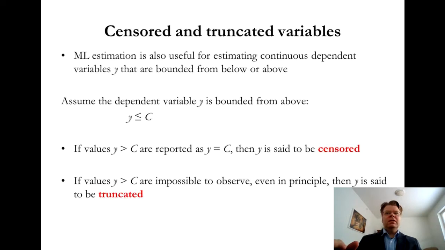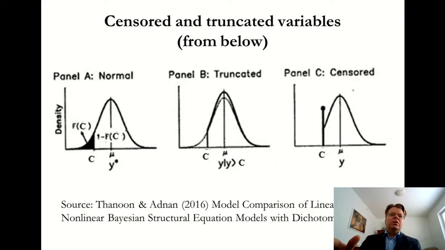So let me try to illustrate why making this distinction between censoring and truncation matters from the point of view of distribution. I took this illustration from a paper by Thanon and Adnan. Here there are three panels. The leftmost panel indicates the usual situation. Think about, let's say, a normal probability density function, and there I have indicated the expected value mu of the dependent variable y.